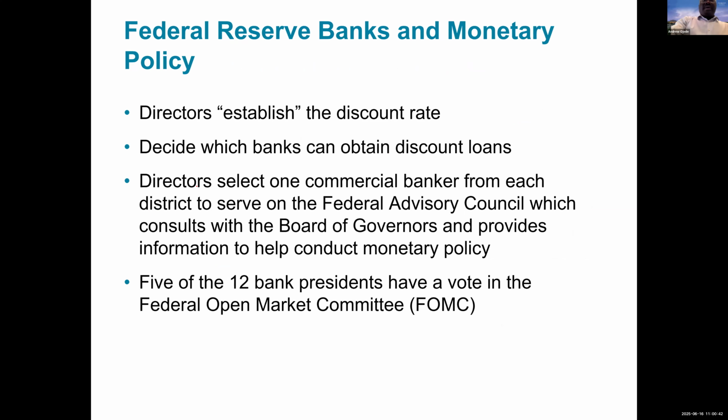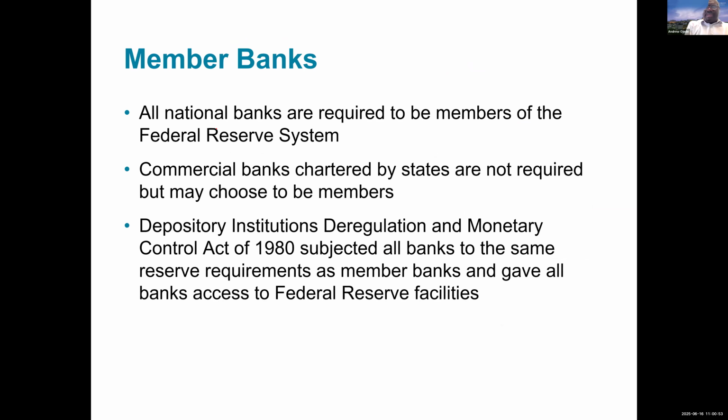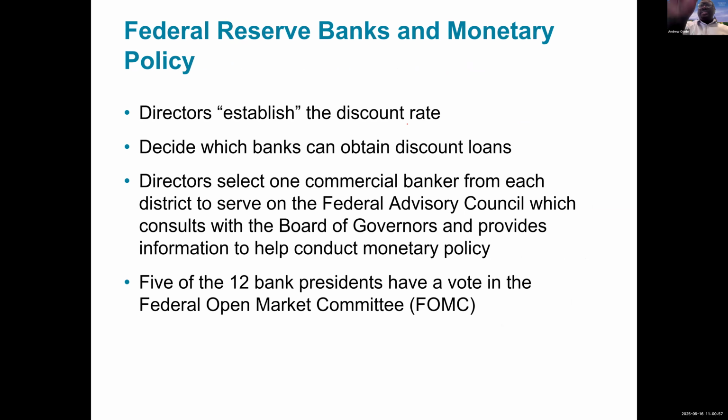Okay, so let's continue. Let's talk about the Federal Reserve banks and monetary policy. So we talk about what they do. Each district branch is going to establish the discount rate. The discount rate, like I showed you guys in chapter 9, is the interest rate that banks will be charged by the Federal Reserve if they borrow money from the Fed.